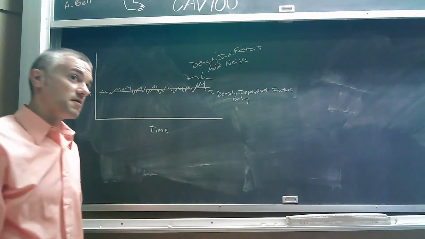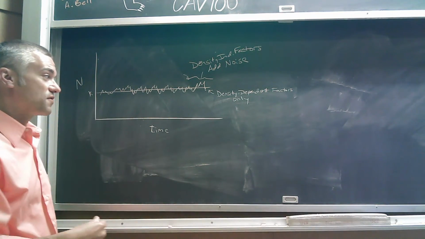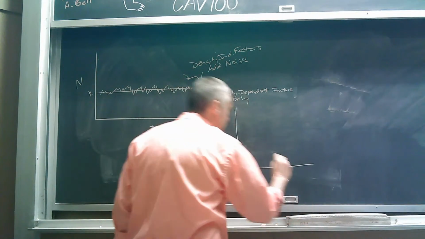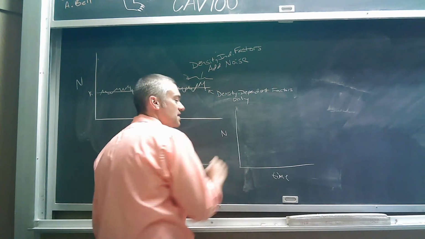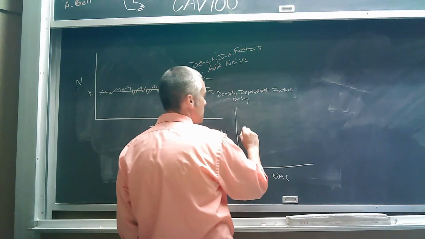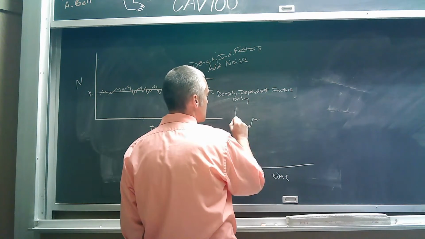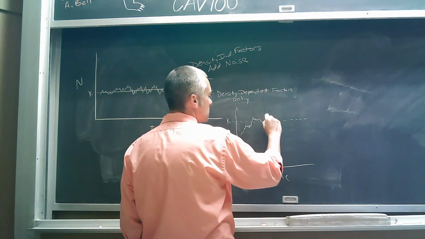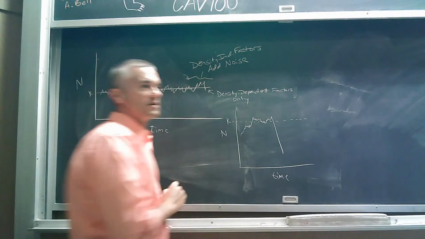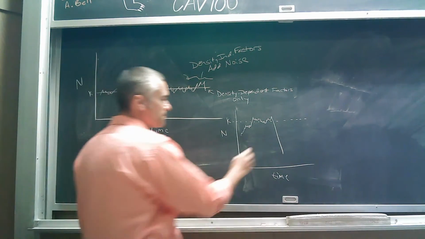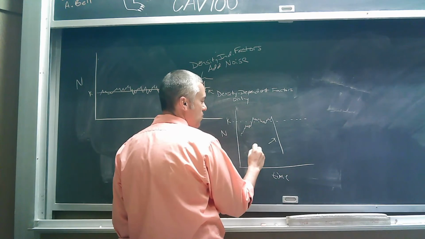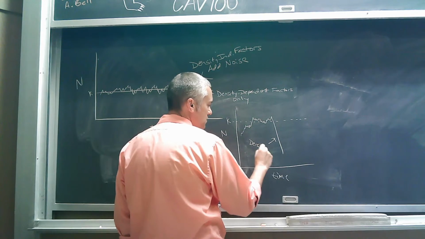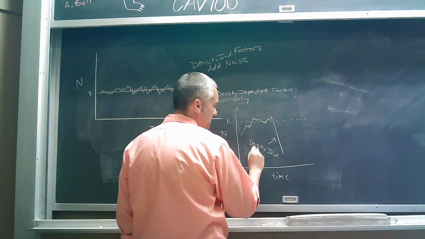And that's a common pattern, but that's not the only thing that we can see with our growth. In some cases, our density-independent factors act as a reset. So our population may be growing up, and I'm going to mark our carrying capacity here. It's growing up, it gets to carrying capacity, and all of a sudden we see this massive drop in our population size. Perhaps that's a weather event. So this is our density-independent factor.